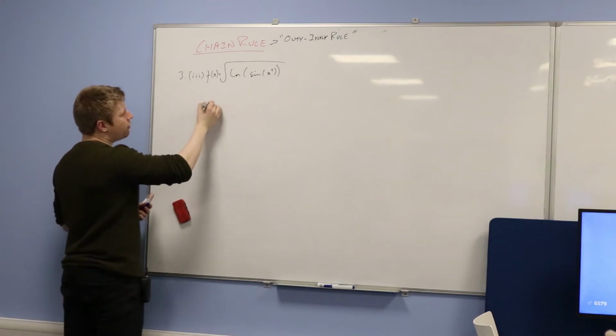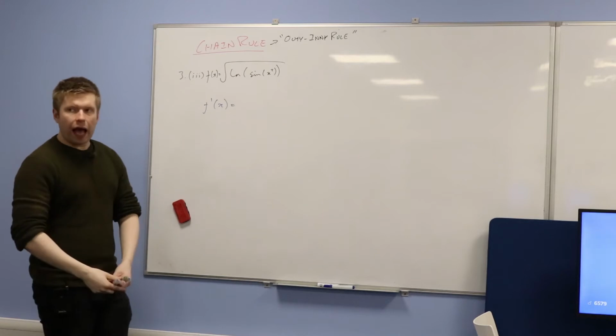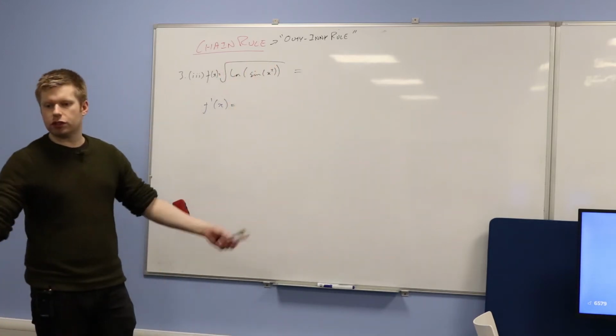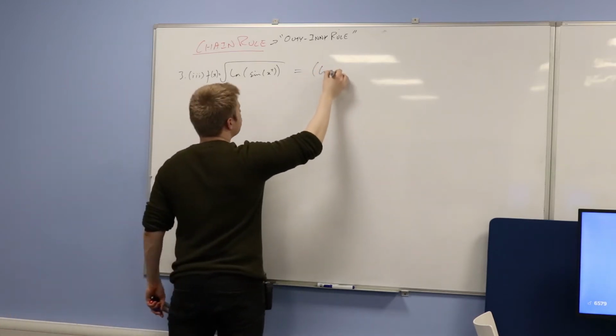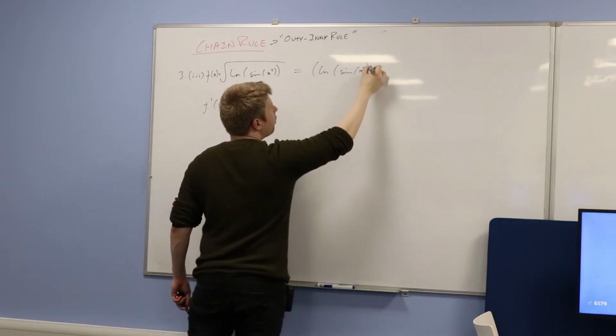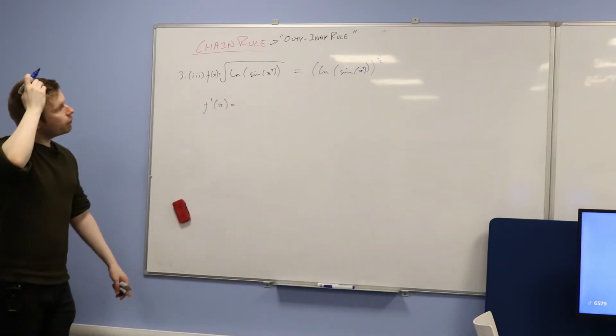So, okay, let's do the derivative of question 3. First things first, we're going to have to rewrite this because we start seeing square roots going on. As soon as you start seeing roots, you need to rewrite. So we get natural log of sine of x squared, all raised to the power of a half.